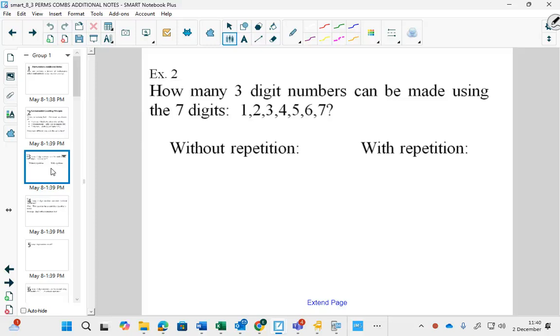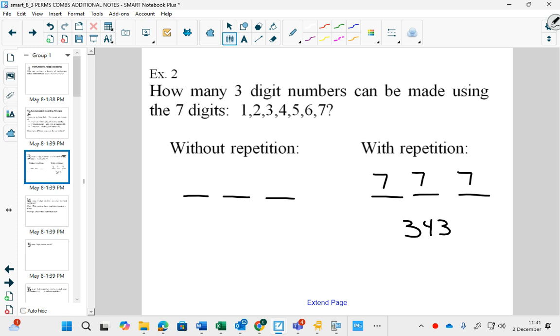So in example 2, we have 3-digit numbers using the 7 digits 1, 2, 3, 4, 5, 6, 7. It is a fundamental counting principle question, so we can draw our spaces. But now we're talking about what happens if you're allowed to repeat numbers compared to not being allowed to repeat numbers. With repeating the numbers, you could pick any of the 7 numbers first. Does it make sense? You could still pick any of the 7 numbers second and any of the 7 numbers third. And you would get 7 cubed, which is 343.